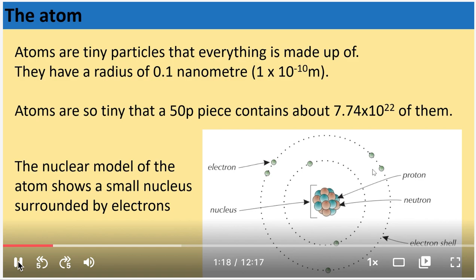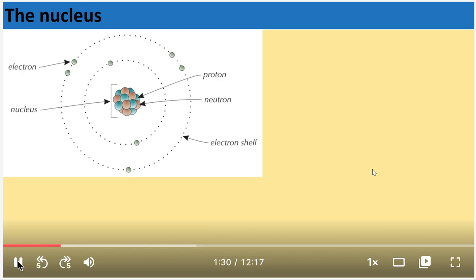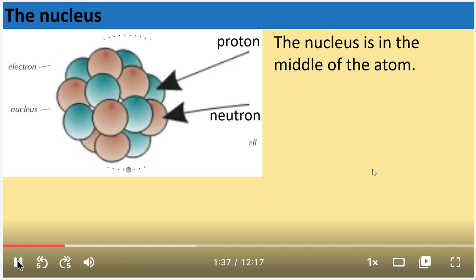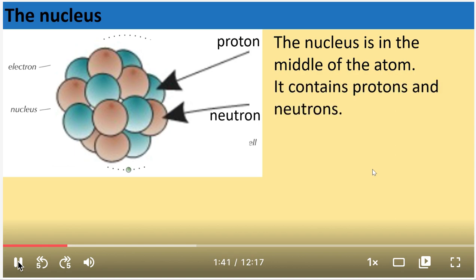The nuclear model of the atom is the one that's shown on that diagram there, and it shows a small nucleus surrounded by electrons. So let's look a little bit more in depth at an atom. Starting with the nucleus, the bit in the middle where it's all clustered together: the nucleus is always found in the middle of an atom, and it contains 2 subatomic particles. It's got your protons in it, and it's got your neutrons in it.